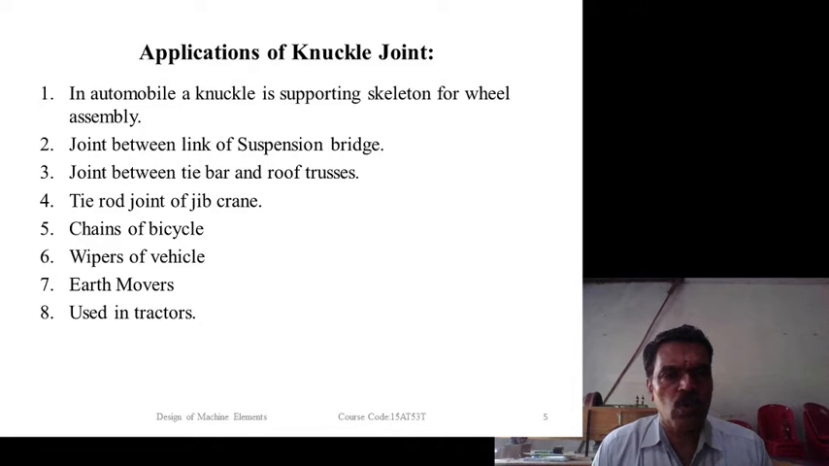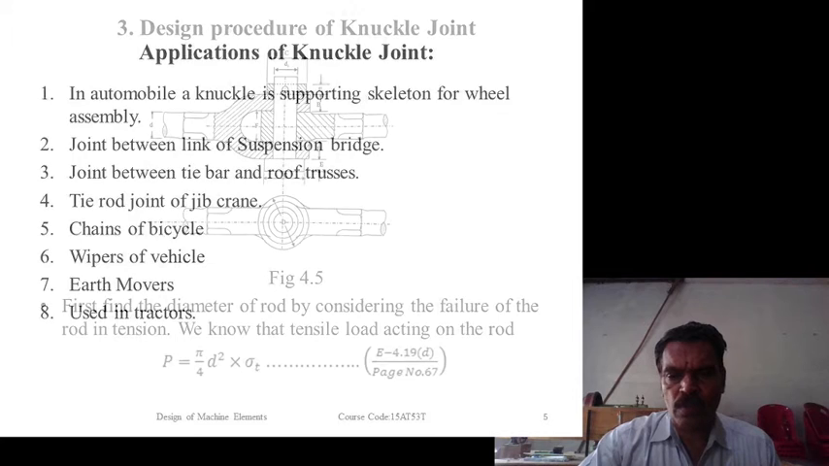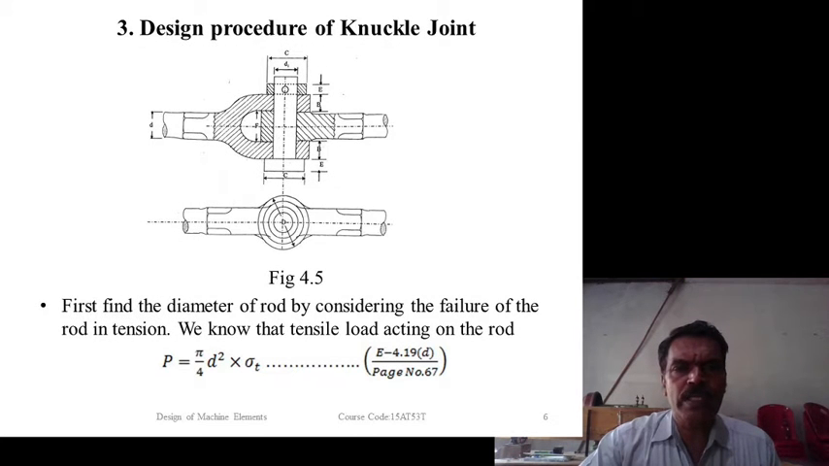Okay, so the vehicle wiper also has a knuckle joint, and a knuckle joint is also used in earth movers, and this type of joint is also used in some tractors. Okay, so these are all the applications of the knuckle joint. So now coming to discuss the design procedure of the knuckle joint.